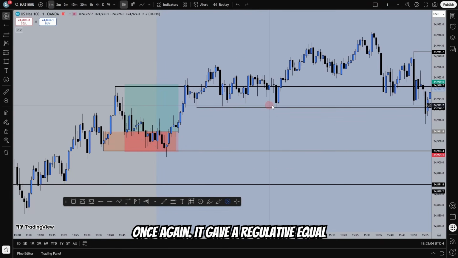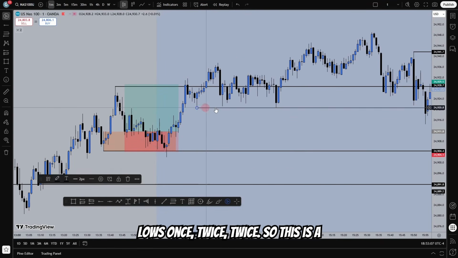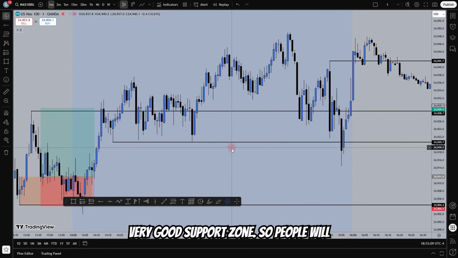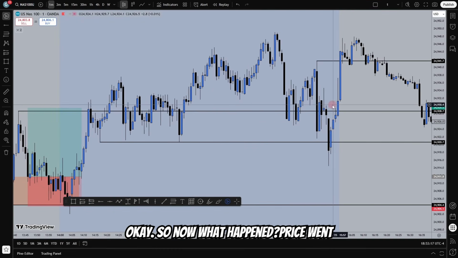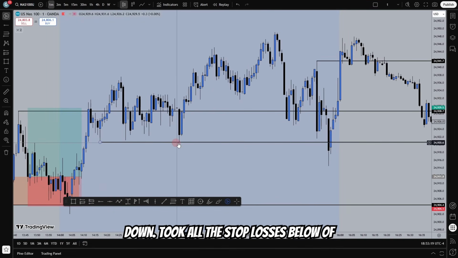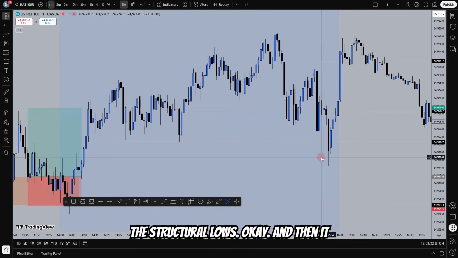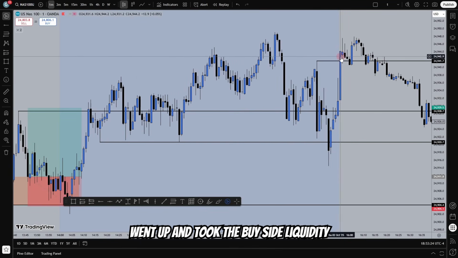Okay, then it happened once again. It gave relative equal lows once, twice, thrice. So this is a very good support zone, so people will buy from this support zone. You can see that there was this big candle over here. Okay, so now what happened? Price went down, took all the stop losses below the structural lows, and then it went up and took the buy side liquidity right over here.